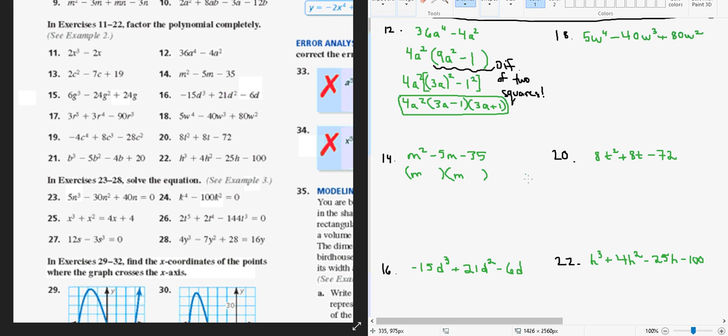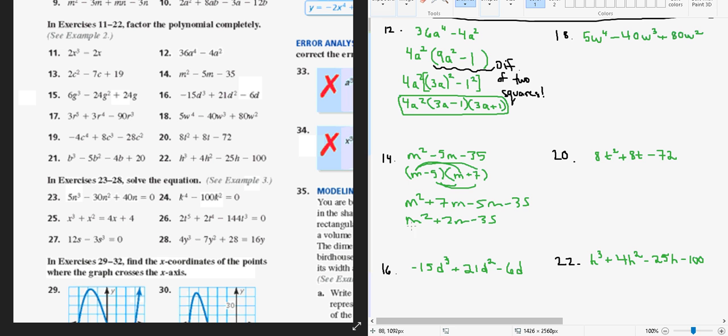So this one, there are no two numbers that are going to multiply to -35. Like I tried 5 and 7. Those multiply to -35, but when you double check this, you get m squared plus 7m minus 5m minus 35. When you combine those two middle terms, m squared plus 2m minus 35, you don't get that -5m.